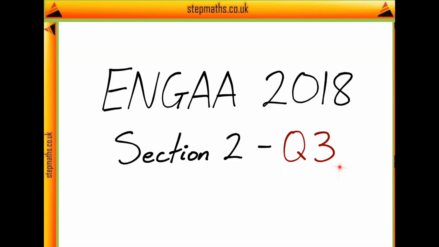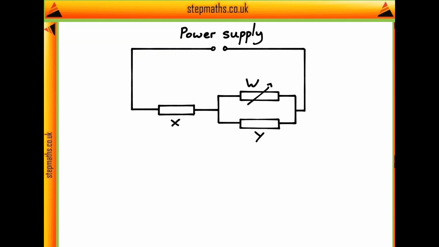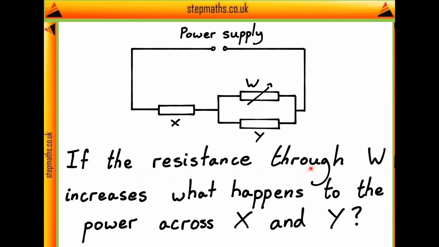Here we're going to look at question 3 from section 2 of the ENGAA 2018 paper. In this question we're given the following circuit, which consists of a power supply connected to two fixed resistors X and Y, as well as the variable resistor W. The question then asks us, if the resistance through W was to increase, then what would happen to the power across our two fixed resistors X and Y?